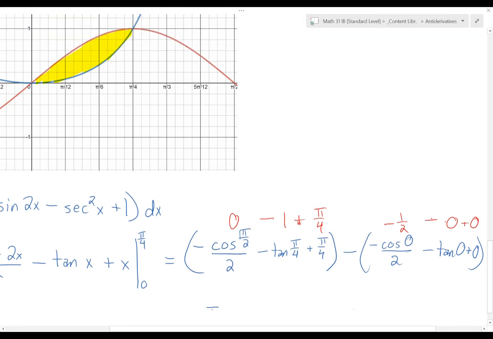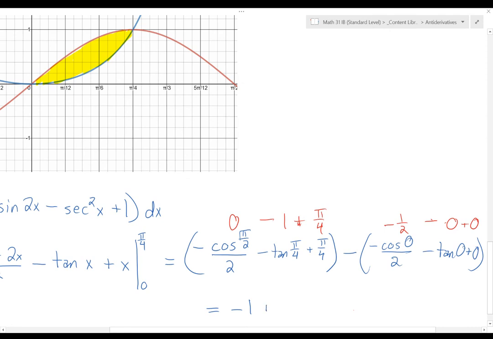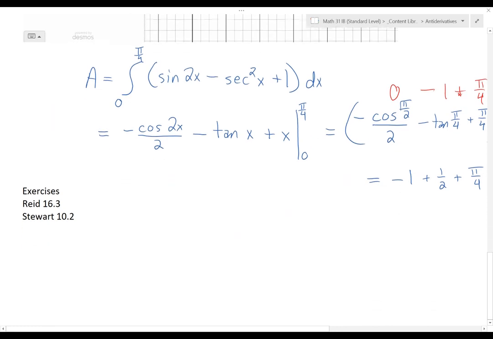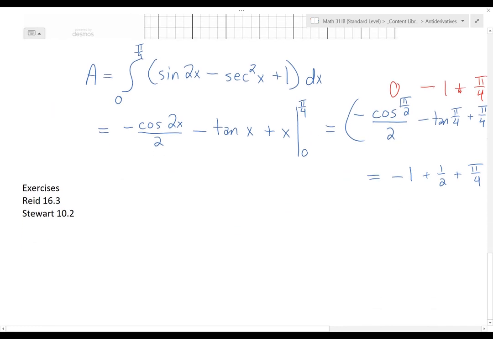So what we get ultimately, and we want an exact value, so I'm not going to try and simplify this, I get negative 1 plus 1/2 plus pi over 4, or in other words, pi over 4 minus 1/2. So even though I want the exact value, it is worth verifying that that is a positive value, and it is because pi over 4 is bigger than 1/2. But that is the exact area here.